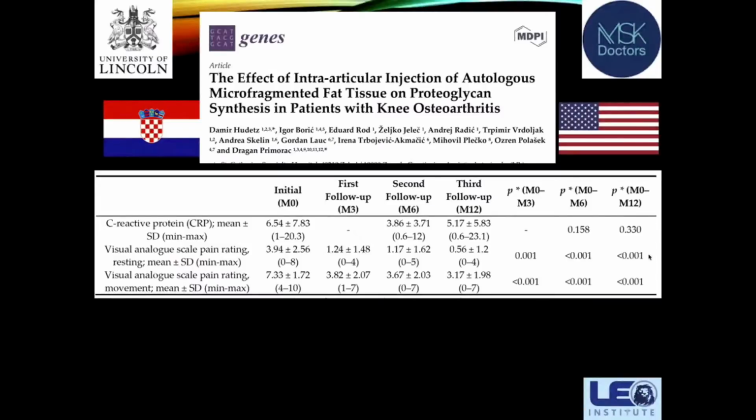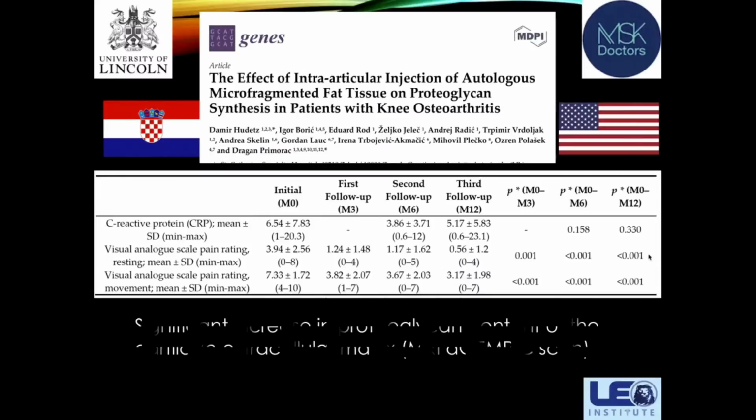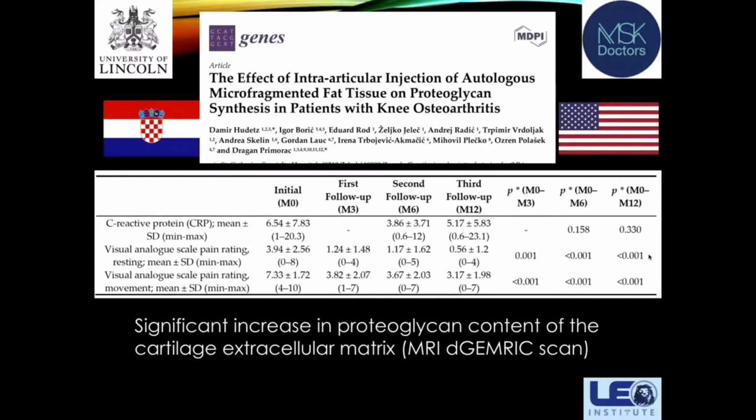Another really interesting thing that they have done within this study is to look at the proteoglycan content within the cartilage with a special MRI scan called the dynamic scan. Within this scan, they can actually pick out the proteoglycan content. The higher the proteoglycan content, the better the quality of the cartilage is. So in this study, they concluded that there is a significant increase in proteoglycan content, which means that the quality of the cartilage within the knee has significantly increased after the injection. Now remember, this study is based on 32 knees.